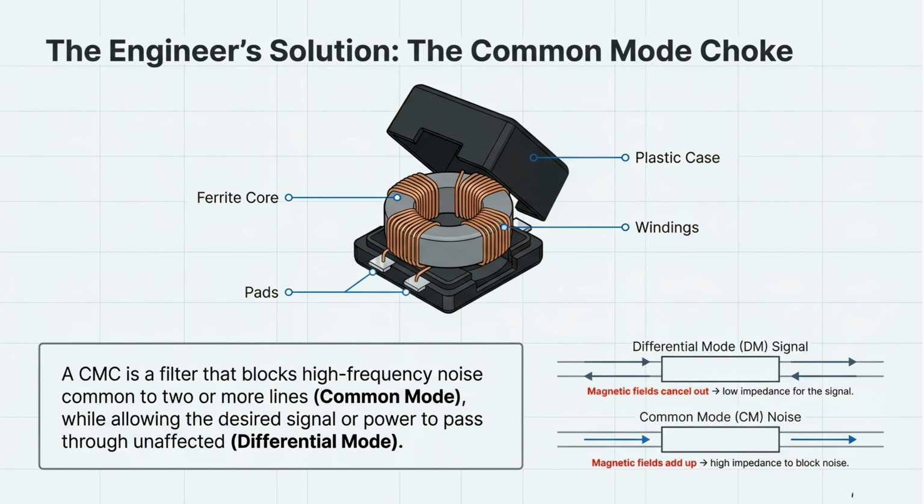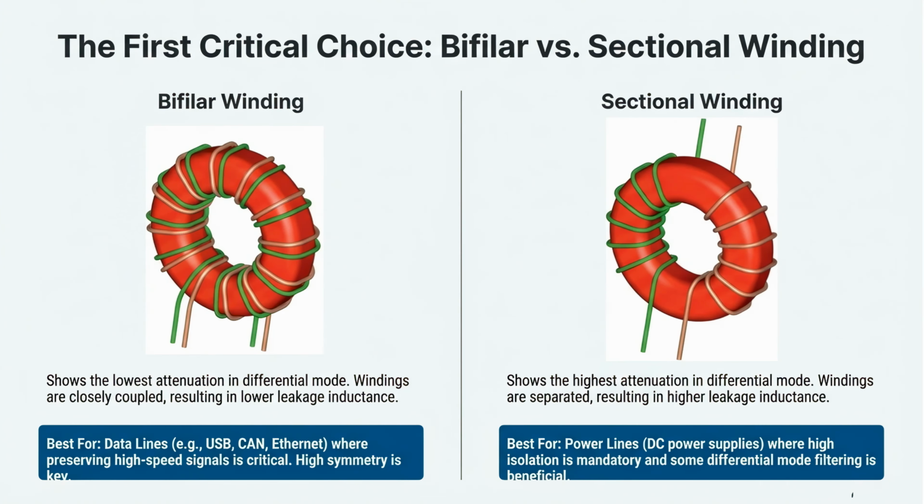The engineer's solution is the common mode choke, or CMC. A CMC is a filter that blocks high-frequency common mode noise while allowing the desired differential mode signal or power to pass through unaffected. The first critical choice is between bifilar and sectional winding.